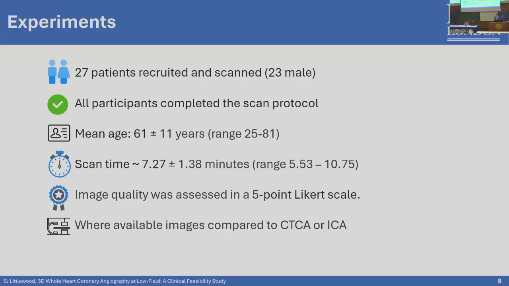We divided up the coronaries into a 9-segment model and assessed each segment for image quality on a 5-point Likert scale, where 5 represented excellent image quality and clear depiction of the vessel, and 1 represented an uninterpretable or vessel not seen. And where available, we compared the images to CT coronary angiography or invasive angiography.